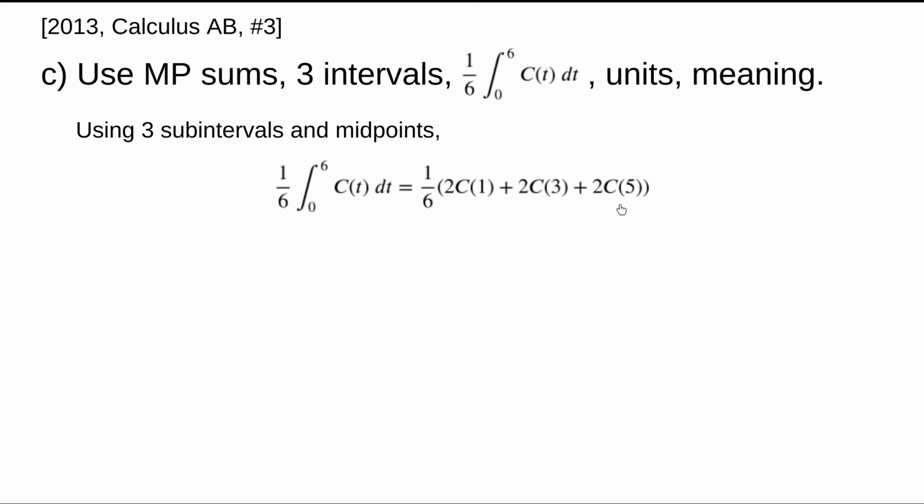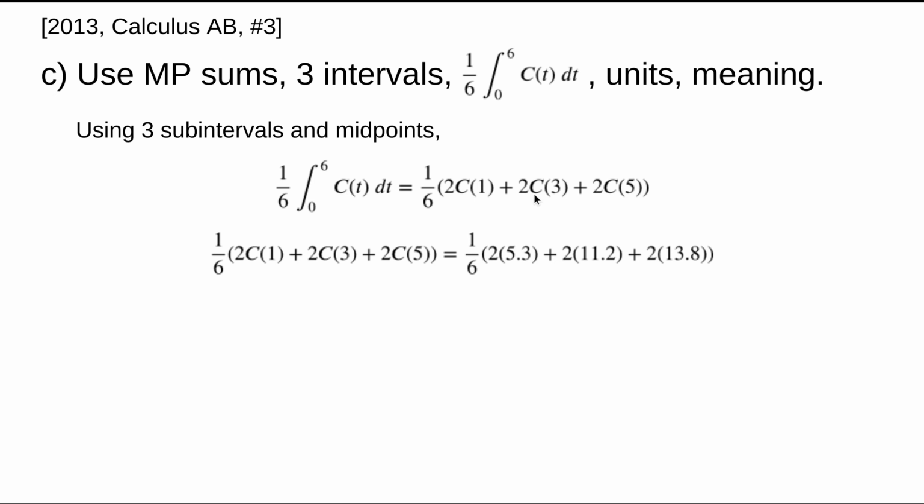So 1/6 the integral from 0 to 6 of c of t dt would be 1/6 of the width of the first interval times the function value at the midpoint of that interval, so 2 times c of 1 plus 2 times c of 3 plus 2 times c of 5 using the information from the table or the intervals. Substituting in values from the table, we can get an expression to calculate. Now keep in mind this is not a calculator active question, so this expression right here, the 1/6 of 2 times 5.3 plus 2 times 11.2 and so on, that would be enough to earn the answer point.